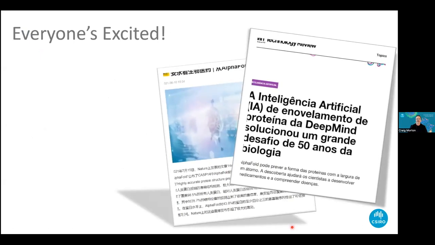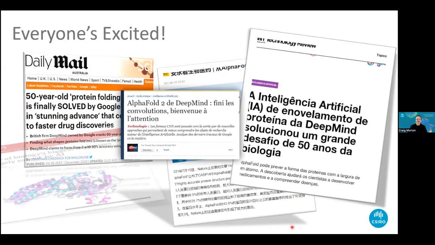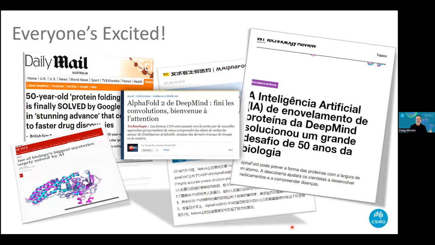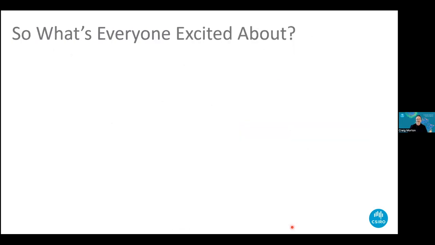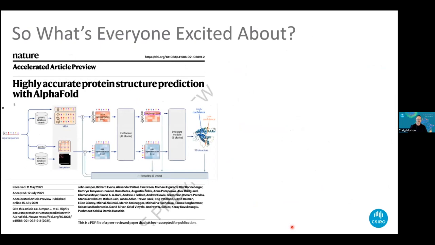So what's AlphaFold? Well, back in 2021, everyone got very excited. There were publications, newspapers, all sorts of comments everywhere about this new thing, AlphaFold 2, claiming that a major problem in biomedical science had been solved, the protein folding problem. So what were they exactly excited about? They were excited about an article that had just come out and results that had happened at a protein prediction competition, CASP. So this is the paper, highly accurate structure prediction with AlphaFold.